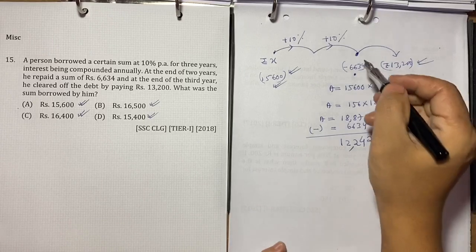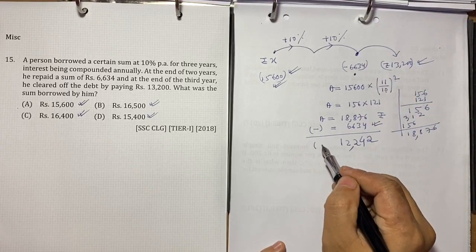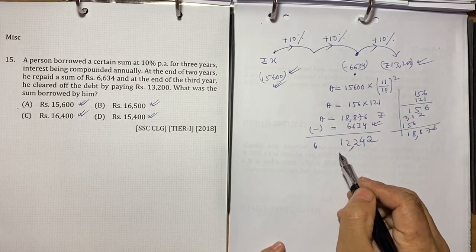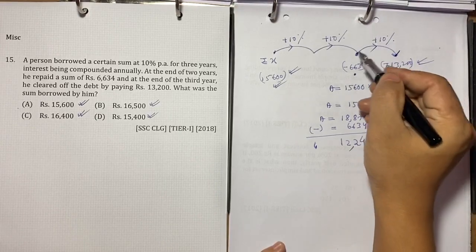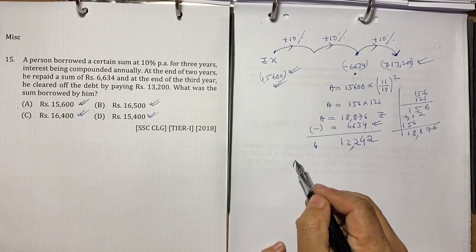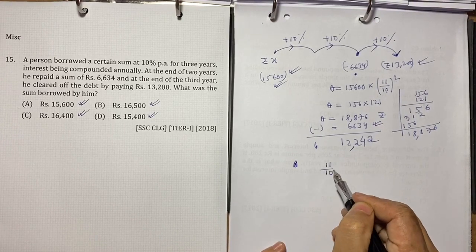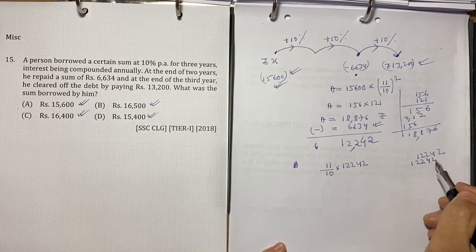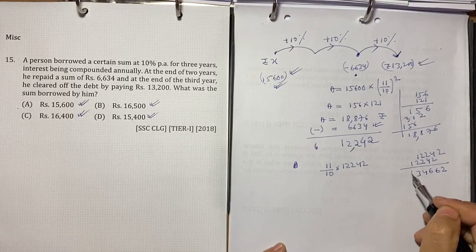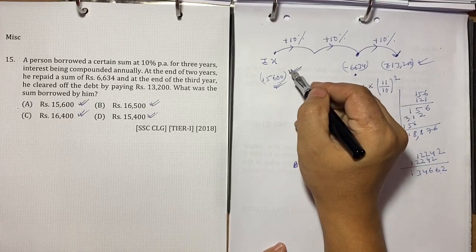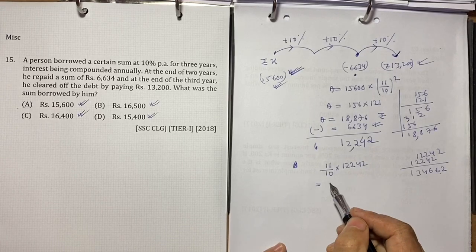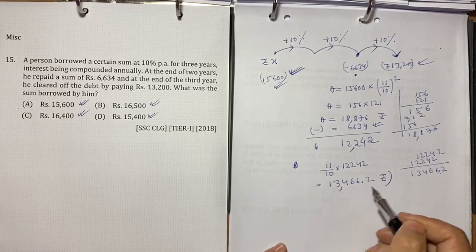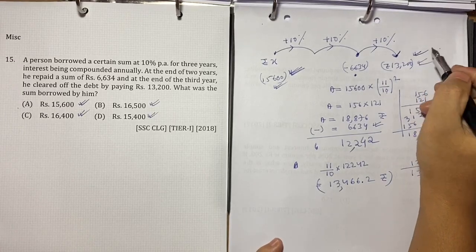12242 is the remaining after the first year. In the third year, the interest is 10%, so it becomes 110%. So in the third year it will be 110% into 12242, which gives 13466.2. So 13,466.2 rupees is the sum he should get.